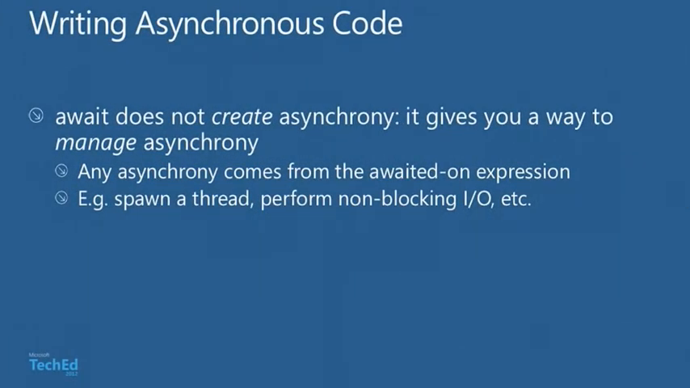One thing that's important to understand about this is that async and await do not give you any new ways to create asynchrony. For example, if you declare a method as async, that doesn't mean it's going to run on a background thread or anything like that. All it means is it can take advantage of the syntax for handling asynchrony in a friendlier way.